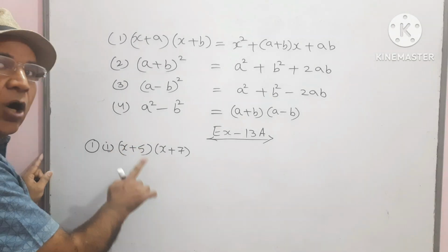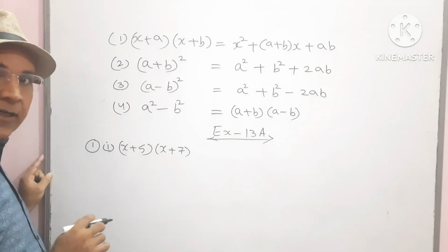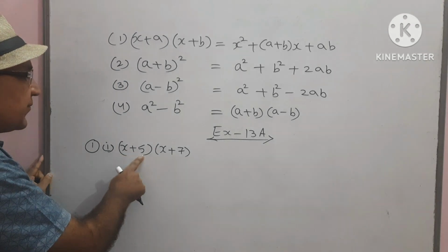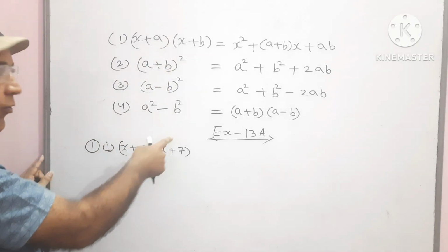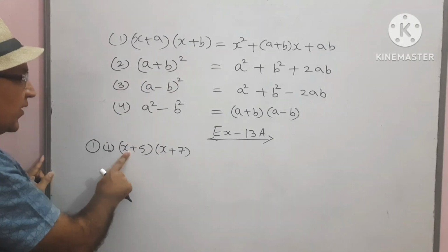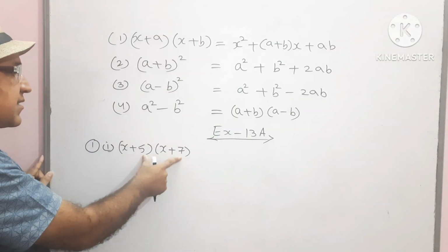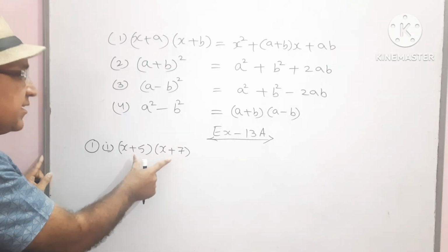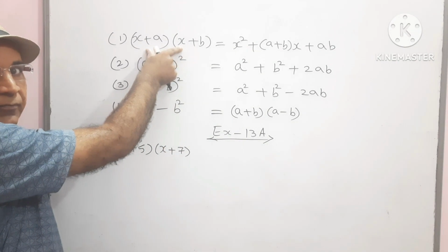Just see, how will you know out of the four which identity is applied here? Very easily you can see (x + 5)(x + 7). If you compare out of the four, it looks like the first identity. Here the first term of both brackets is similar and the second term of both brackets is different. That means this one looks like the first identity.